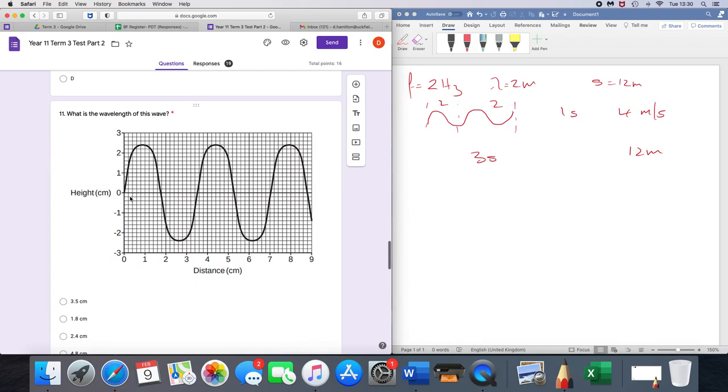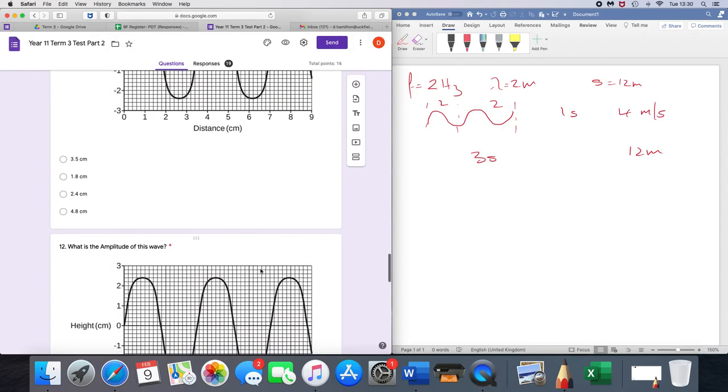What is the wavelength of this wave? Well, we're looking at 1 complete wave, and reading off the scale, we're looking at 3.5 centimeters. So the answer is A.